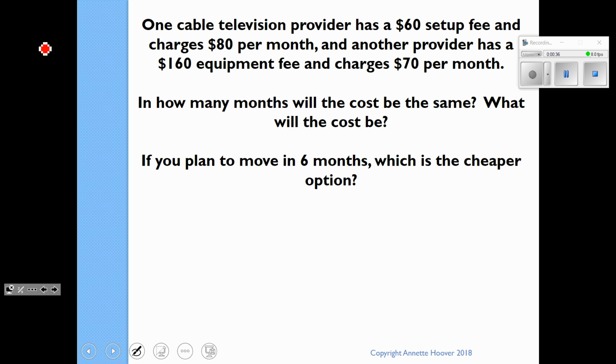One cable television provider has a $60 setup fee and charges $80 per month. So we could write an equation for that: y equals 80x plus 60, where x stands for the number of months and y stands for the total cost. For the second provider, they have a $160 equipment fee and charge $70 per month. So we could write an equation for that: y equals 70x plus the initial equipment fee of $160.